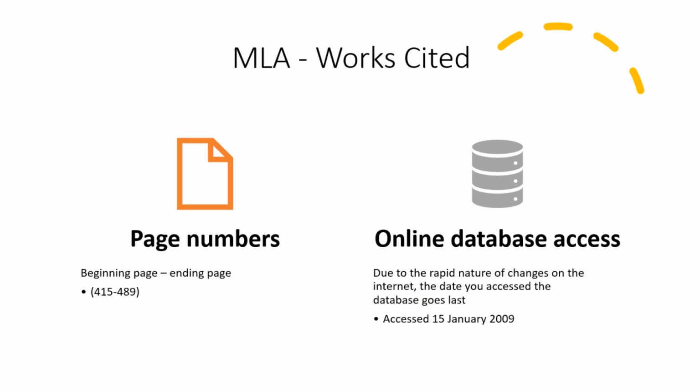Now, if you're using online database access, you have to talk about the fact that things on the internet change, sometimes overnight. So you have to include when you accessed that data. Okay, and it just looks like this. Accessed 15 January 2009. That's all.